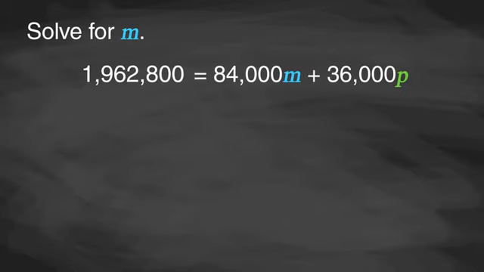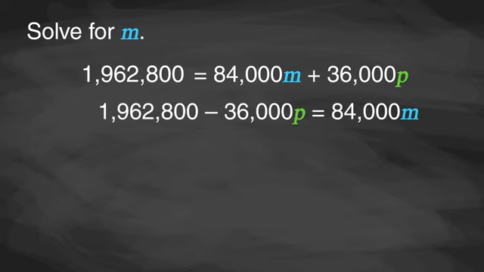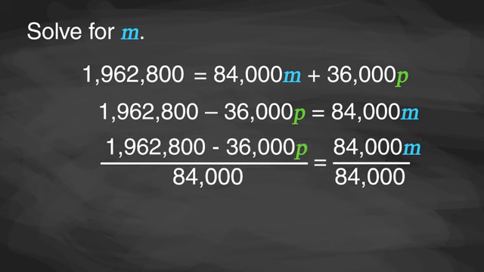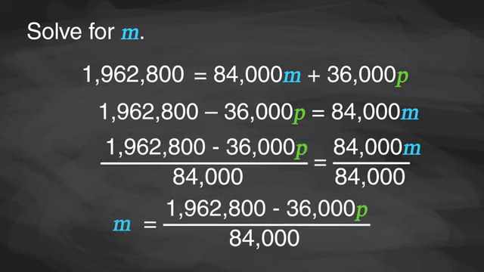Start by subtracting 36,000 P from each side. Next, divide each side by 84,000. Now we can see that M equals 1,962,800 minus 36,000 times P, all divided by 84,000.